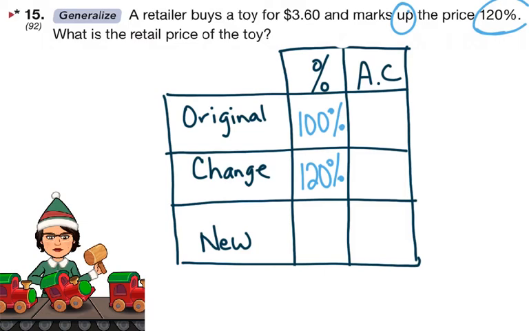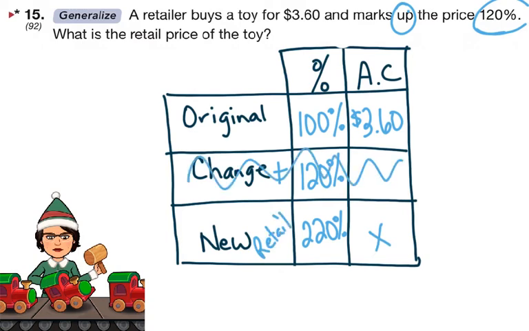Okay, so our new, it said mark up, so we're going to add. So 100 plus 120 is 220. Our new percent is 220. And the original cost of the toy was $3.60. And they want to know the new price, the retail price. So we don't need the change anymore. We already used that. And you are going to set up a proportion, and you're going to go ahead and solve the problem. When you're done, come on back and we'll do the next problem.